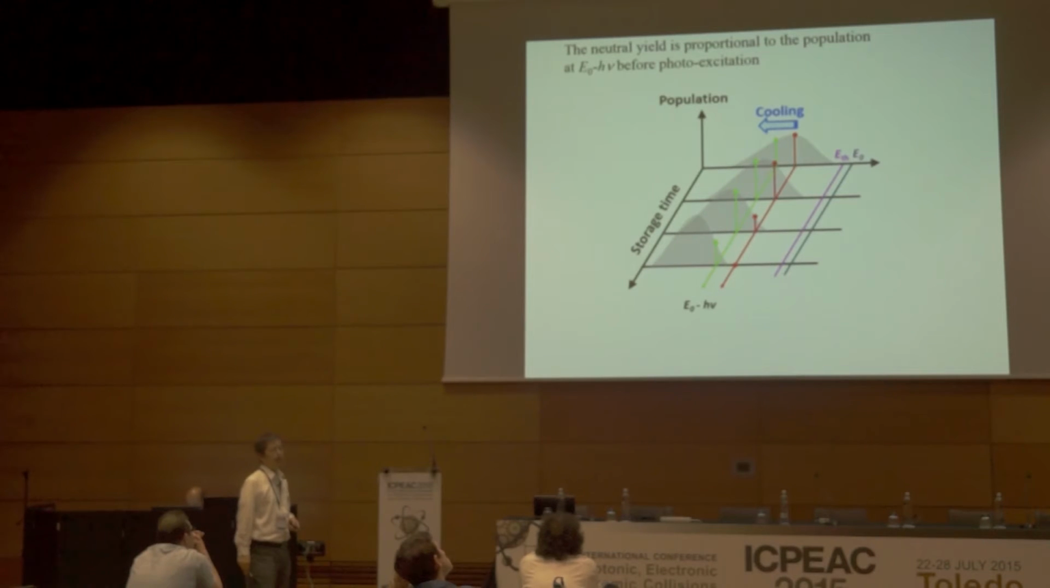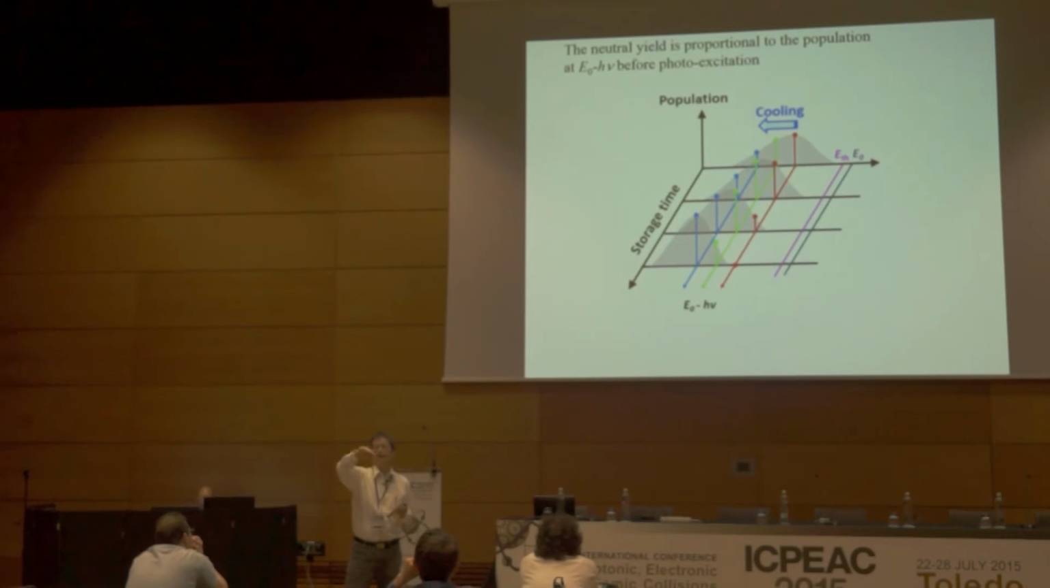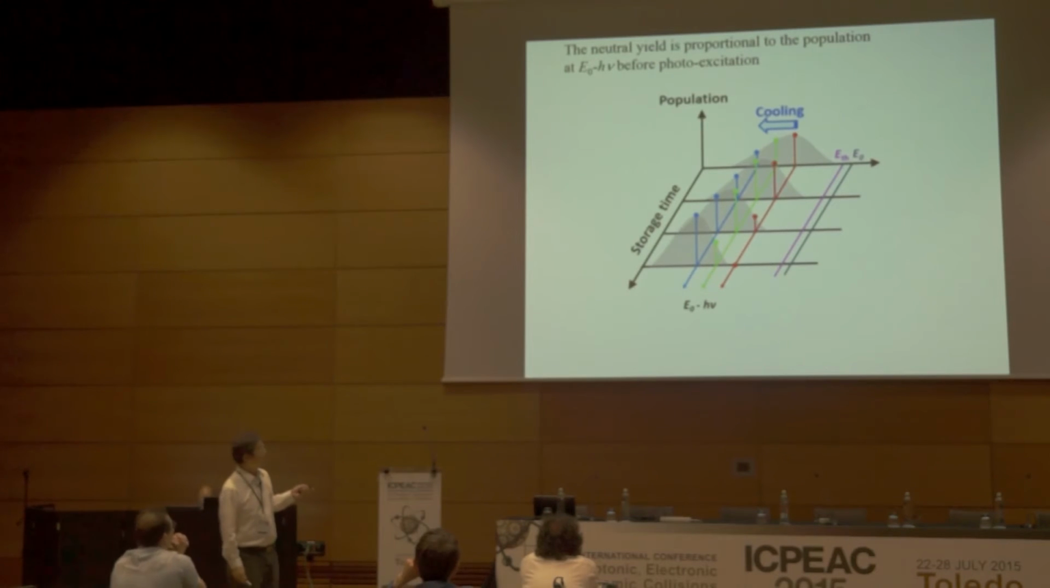And if we use the blue light, it is initially at very low energy, but we sample the population here, and then the storage makes the population here increase. So we may observe an increase of the neutrals as a function of the storage time. This is indeed observed for the carbon clusters.